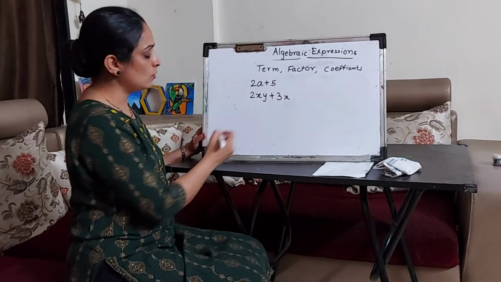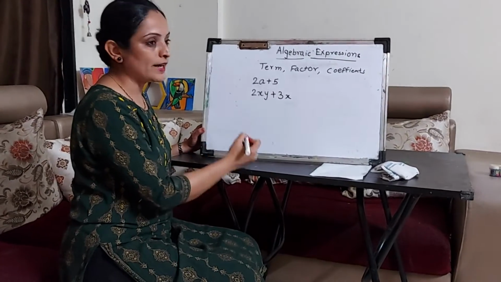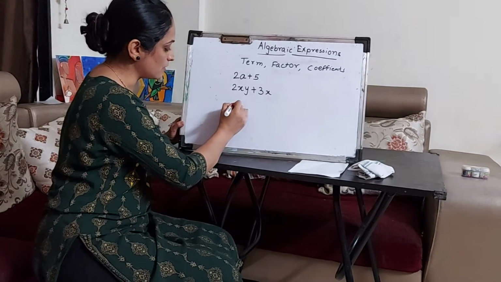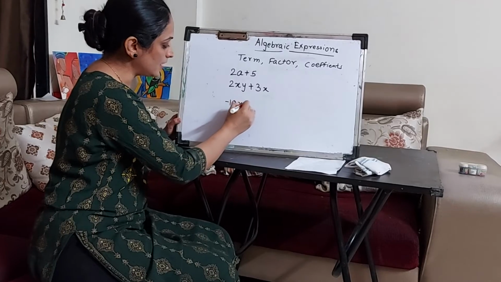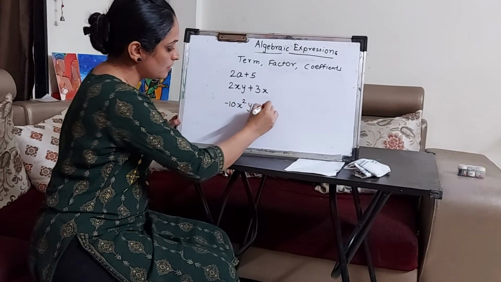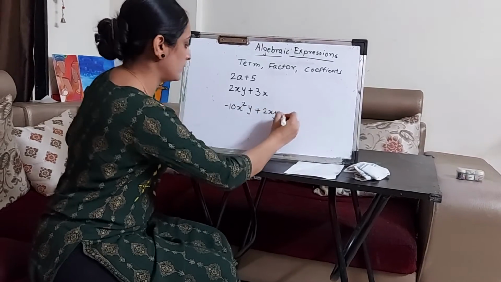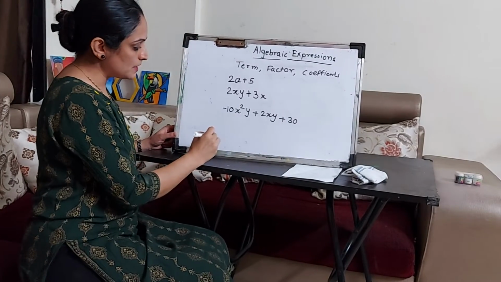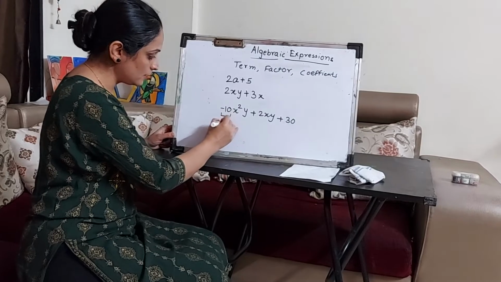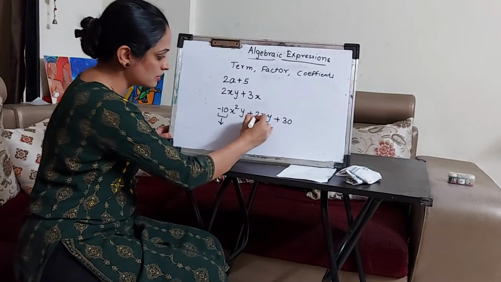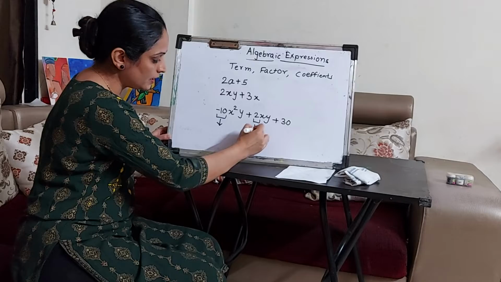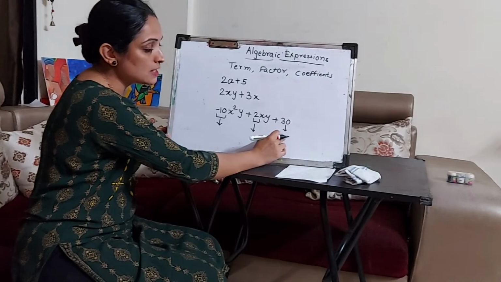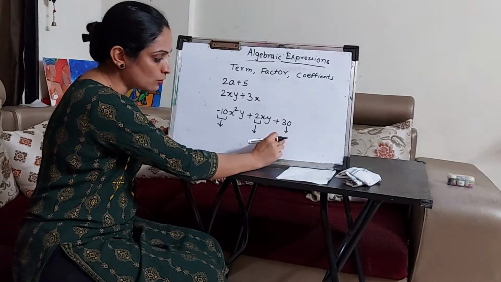Okay. Now, if they ask us to find or identify the coefficients in the given expression, for example, minus 10x square y plus 2xy plus 30. So what happens here? Minus 10 is a coefficient. 2 is a coefficient. But 30 is a constant. It is not a coefficient.